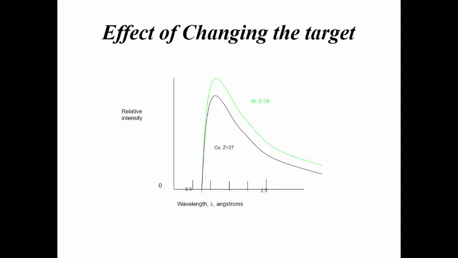Another thing we could change would be the target. If we hold the voltage constant and change the target, it's not going to change the threshold, but it will change the height of the intensity for a given voltage. You can see here, as you increase the atomic number of the element that the target is made of, you get a more intense beam.